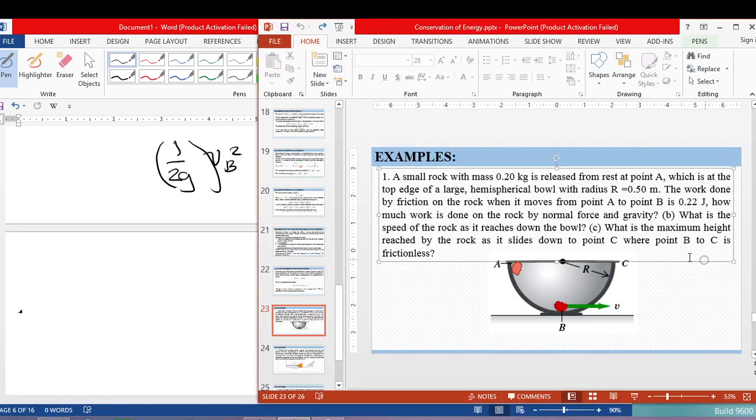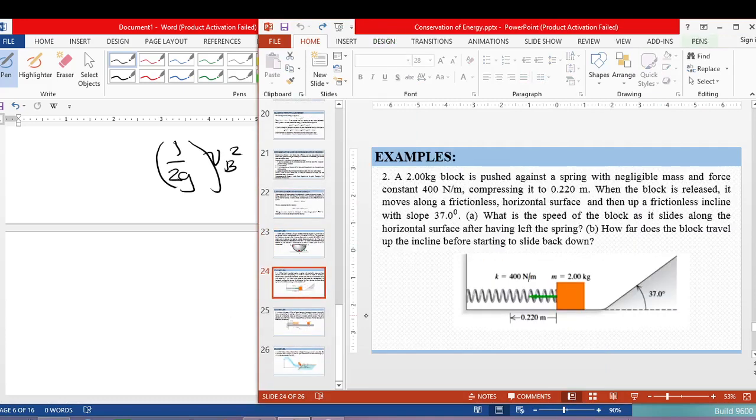Okay, so I think that's it. So let's move on to another problem. This is like the combination of elastic force and gravitational force, and I think there's no friction, so wala tayo friction. So only spring and gravity ang nag-do work on the system.